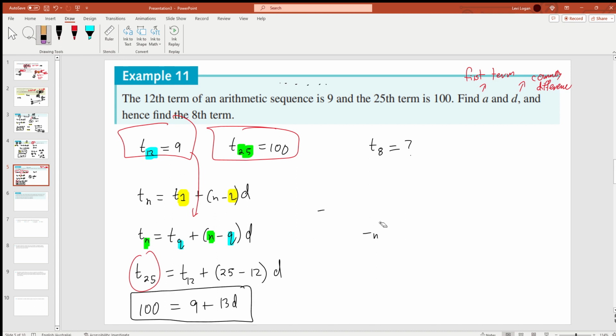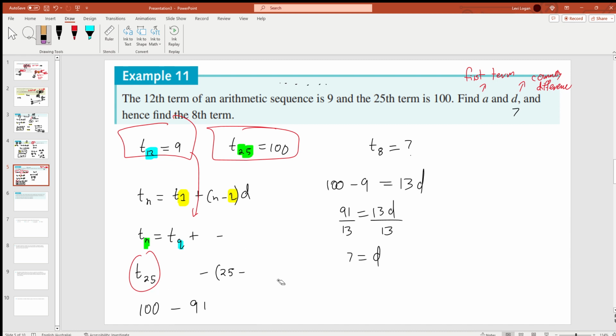Now we've got a very easy equation to solve for our common difference. So now we rub this out because I need a bit of room. 100 minus 9 gives you 13d, so 91 equals 13d. Divide both sides by 13. 91 divided by 13, I'll use my calculator, is 7. So the common difference is 7. We found that one straight away. Now let's get rid of all this because I need room to continue the questions.